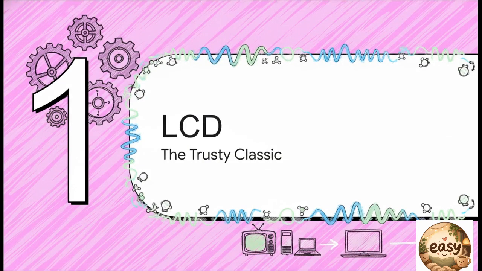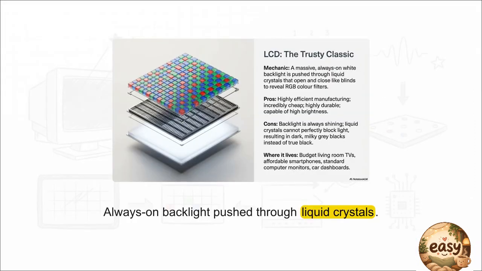Okay, section 1, LCD, the trusty classic. The LCD is basically the dependable workhorse of the modern tech world. This is a technology whose roots go all the way back to the late 1960s, and its physical architecture is actually fascinating. If you look right at the very bottom of the stack in this 3D render, you'll see a massive glowing white panel. That's the backlight. In an LCD, that white light is literally always on. It pushes up through a structural grid which houses a layer of liquid crystals.